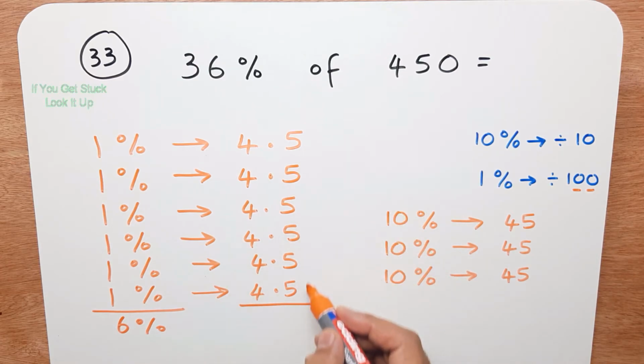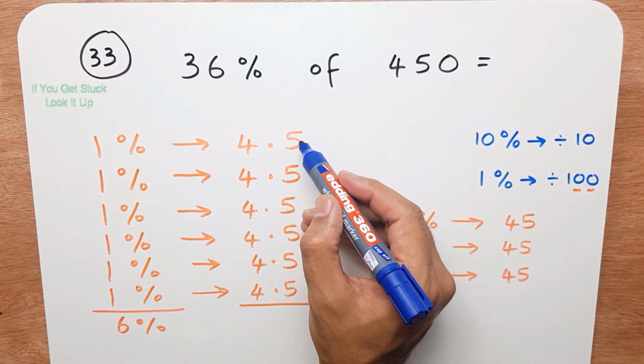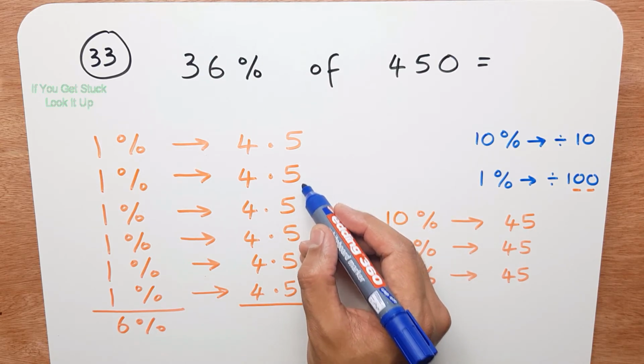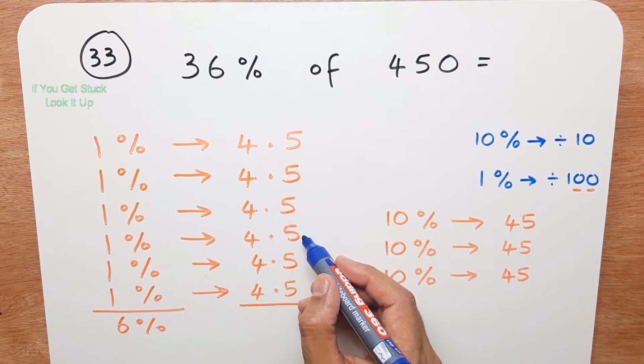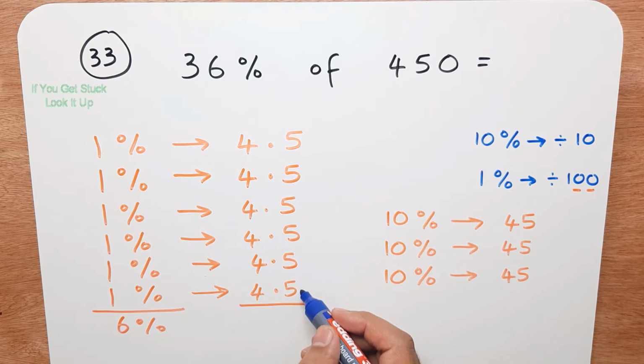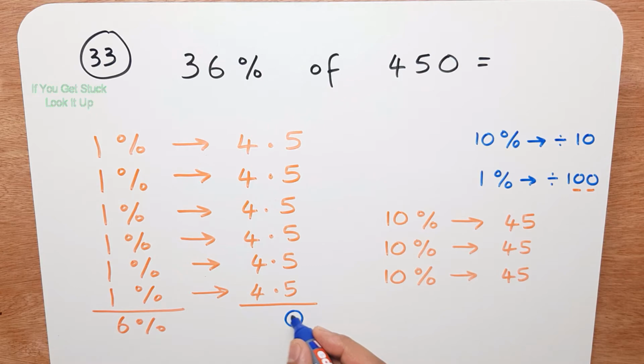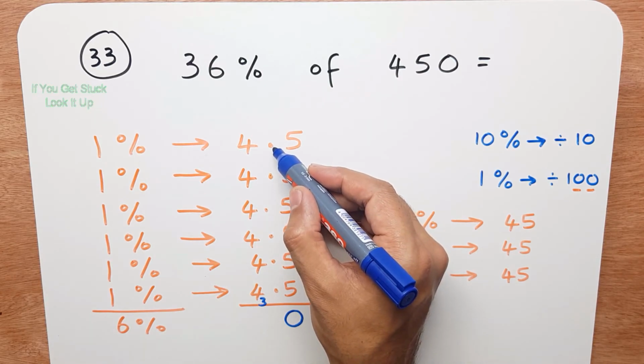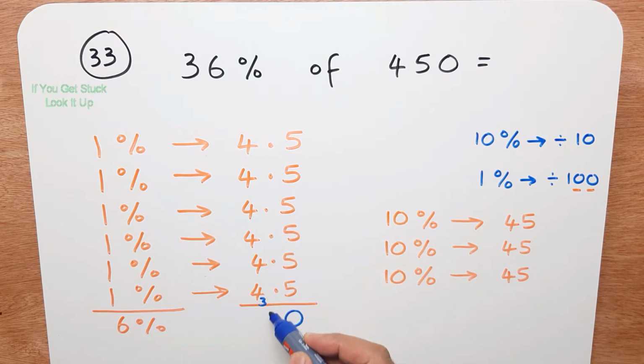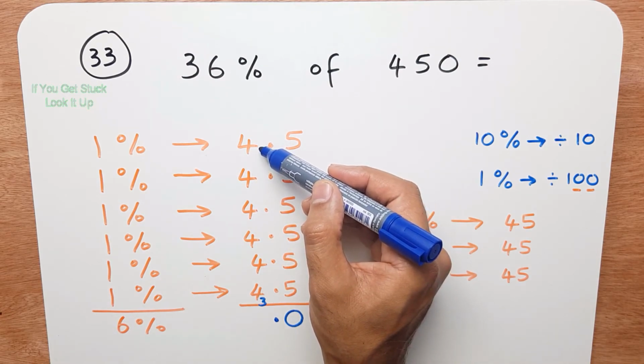And now we can add all these. So 5, 10, 15, 20, 25, 30. So I'm going to put a 0 here. And I'm going to carry the 3 over to the next column. Now what I want to do is carefully line up the decimal point, because if you forget that, you'll get the wrong answer.